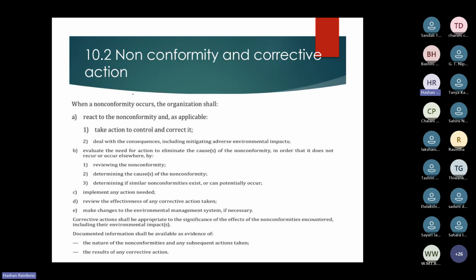So then you need to maintain documented evidence for the nature of the nonconformities and subsequent actions taken, and also for the results of corrective actions. You need to maintain documented evidence for those things.